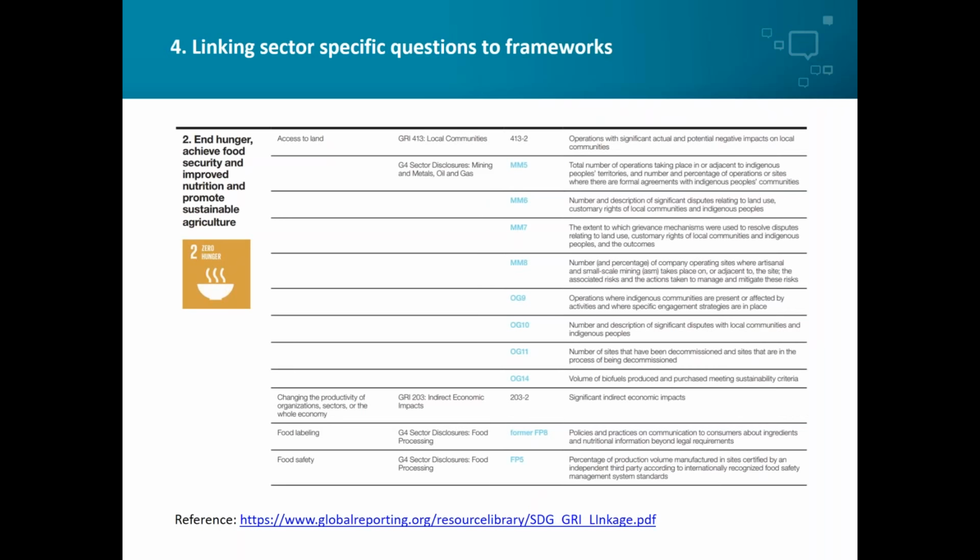The fourth area that I wanted to pick up on was around sector-specific requirements. A lot of the frameworks that companies are grappling with, in addition to those global frameworks, are sector-specific requirements and sector-specific reporting. So it's important to look at how your sector-specific reporting requirements are linked into other frameworks as well. For example, through the SDGs, there are sector disclosures under GRI that are linked into those within there.